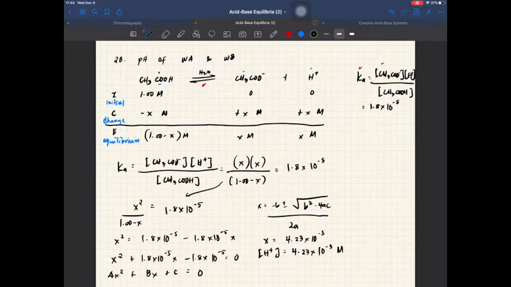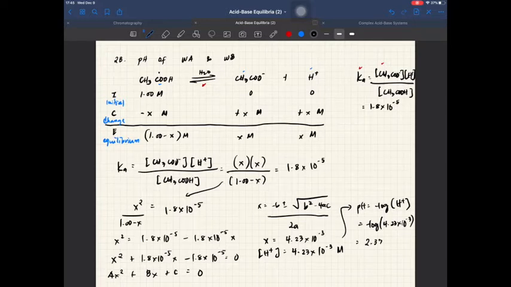And we can calculate the pH of the solution afterwards. So pH is just equal to negative log of the hydrogen ion concentration, and just plug in the value of x. And finally, we can calculate the pH of the solution. Okay, the pH of the solution is therefore 2.37. This is by using the quadratic formula.